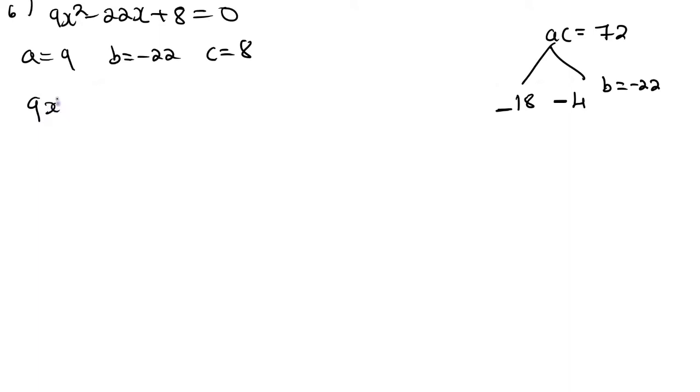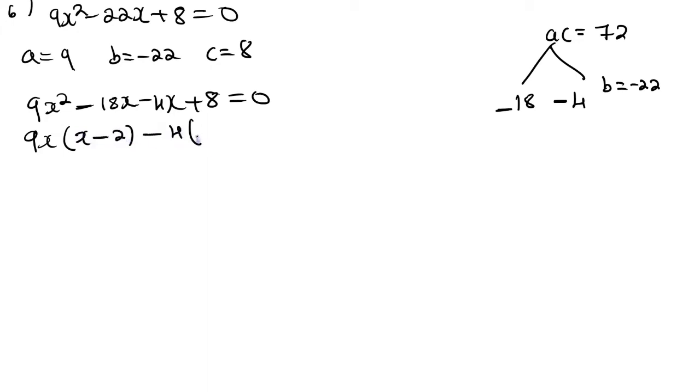9x square, then minus 18x minus 4x plus 8 equal to 0. Here 9 and 18 is there, you can take 9 outside, x square, x is there, take x outside. If you take 9x outside, you will get x minus 2. Here I will take minus 4 outside, you will get x minus 2 equal to 0. You need to take minus 4 only outside, because see, that time only you will get x minus 2 as the common term. So take x minus 2 outside, remaining term is 9x minus 4 equal to 0.